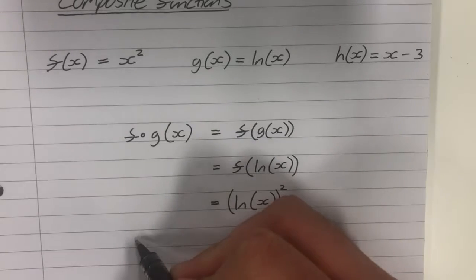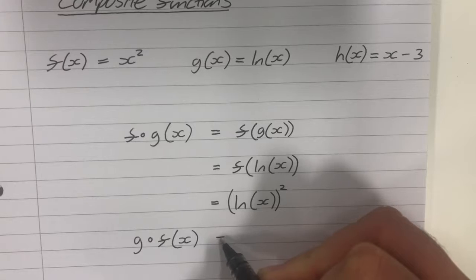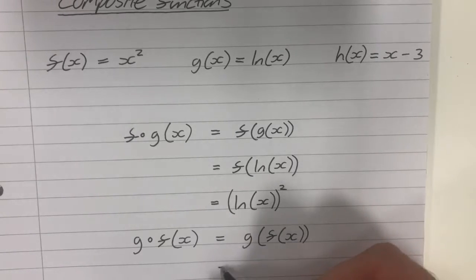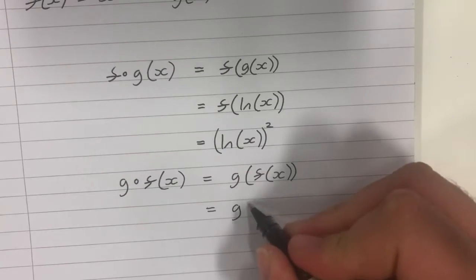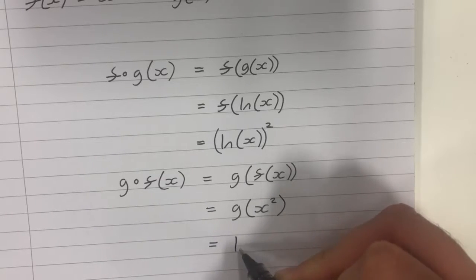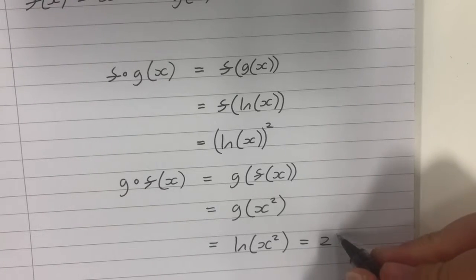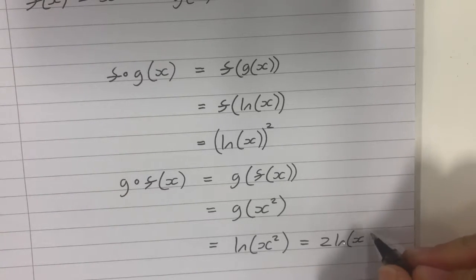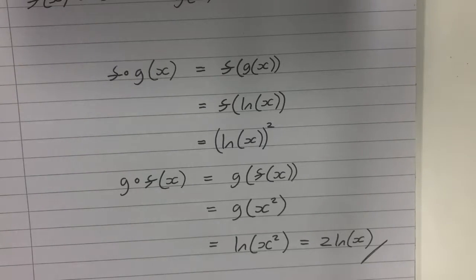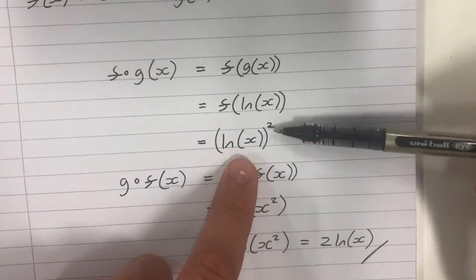But of course, if we were to do it the other way round, so g composite f of x, that is g of f of x. That is equal to g of x squared, which is the natural log of x squared, which you could write as 2 times log x, using a log law there. So that's composite functions, and clearly these two functions are not the same. 2 log x is not the same as log x squared.